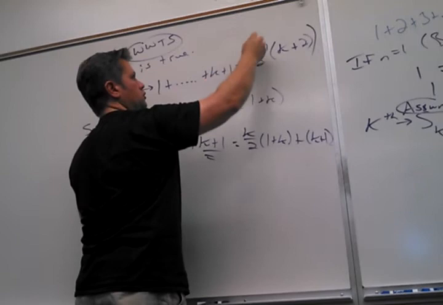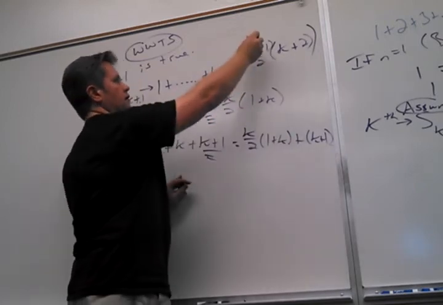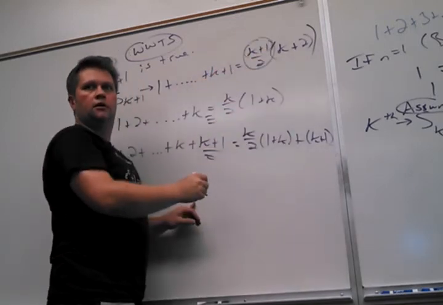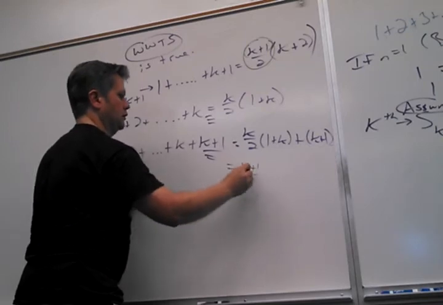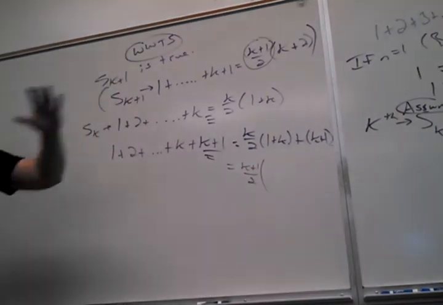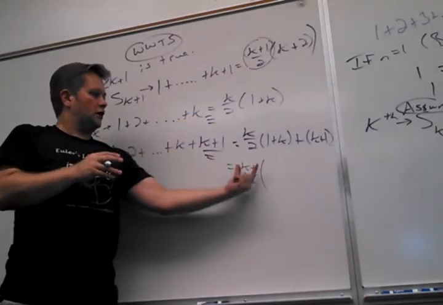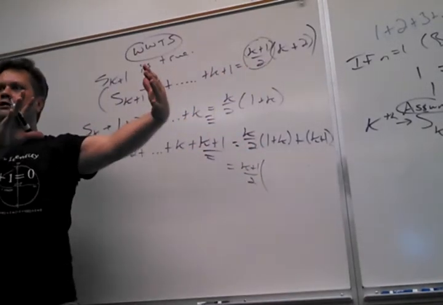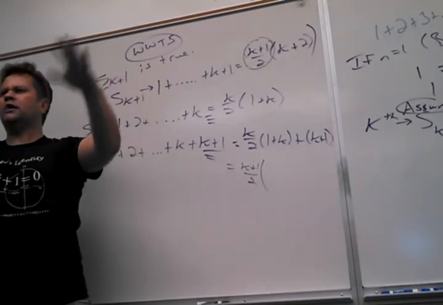Paying attention to what I know it should look like. This is not too hard, but do you see how this should be a k plus 1 over 2? So take a k plus 1 over 2 out. That's the awesome thing about proofs: if I know a piece of it should look like this, just make it look like that. And then the rest of it better fall into place, or the whole thing is wrong.